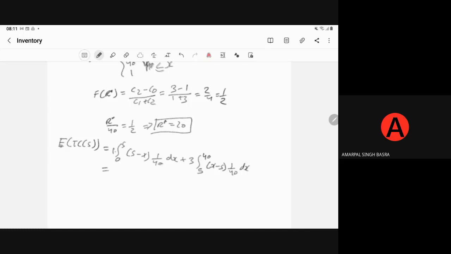So this will come 1 upon 40, and when we integrate, it will come minus (5 minus x) whole square by 2, from 0 to 5, plus 3 upon 40, and when we integrate, it will give you (x minus 5) whole square by 2, from 5 to 40.